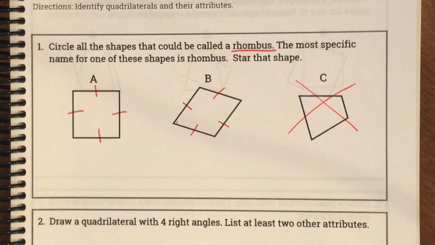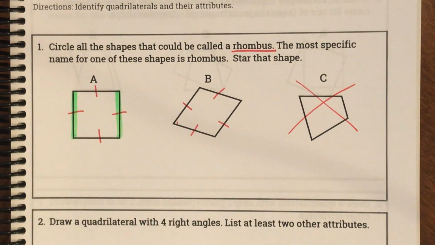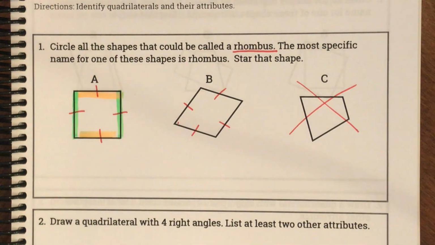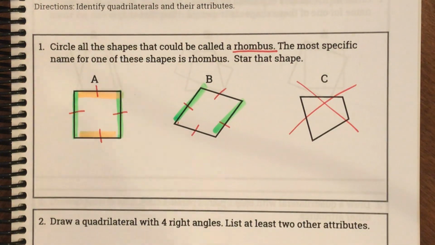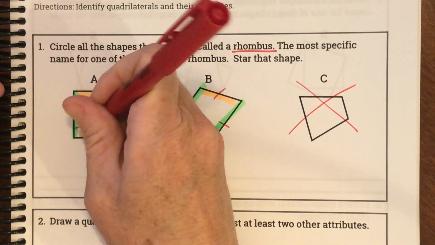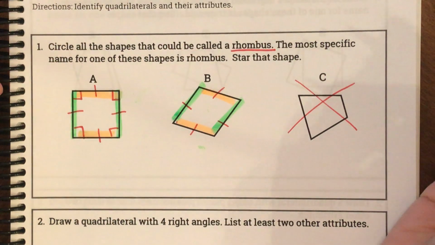What else does a rhombus need to have? If I look at my notes, it says both pairs of opposite sides are parallel. So is this parallel to that? Yep, those will never meet. Is this parallel to that? Yep. Is this parallel? Yes. And this is parallel. Okay, and what is the last rule it says? It says opposite angles are equal. So is this angle equal to that? The opposite? Yes. Are those equal? Yes.